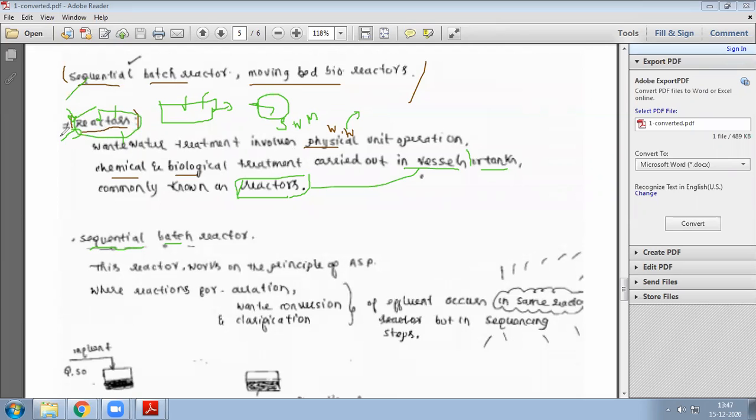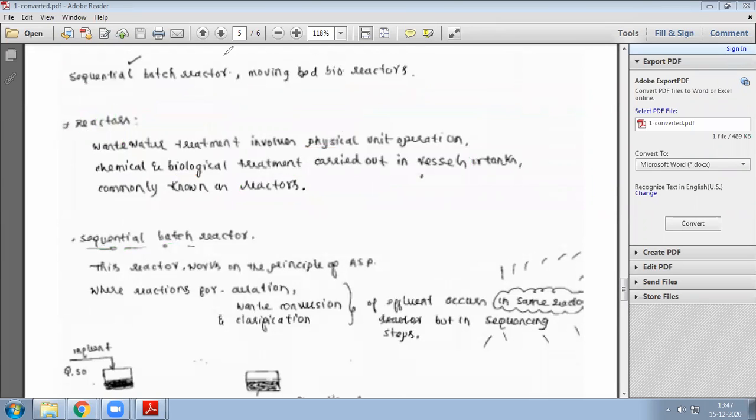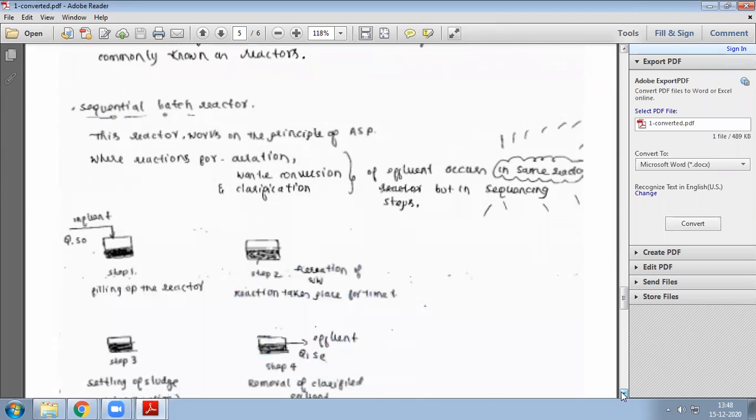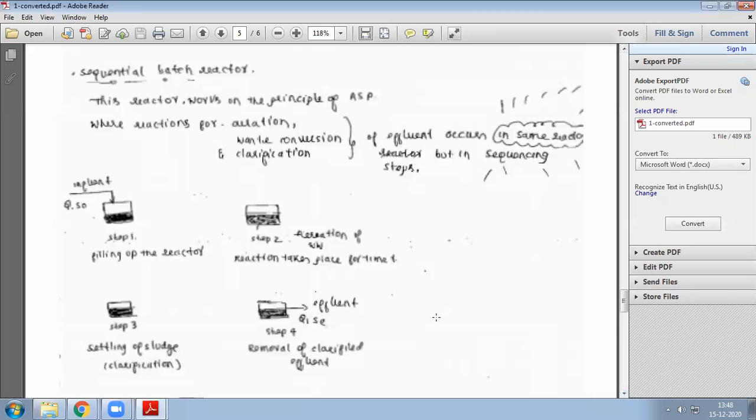So now we will go to the application. What is the sequential batch reactor? Yes, the sequential batch reactor. You are already familiar with the activated sludge process. I already told you that two times. The sequential batch reactor works on the principle of the activated sludge process.